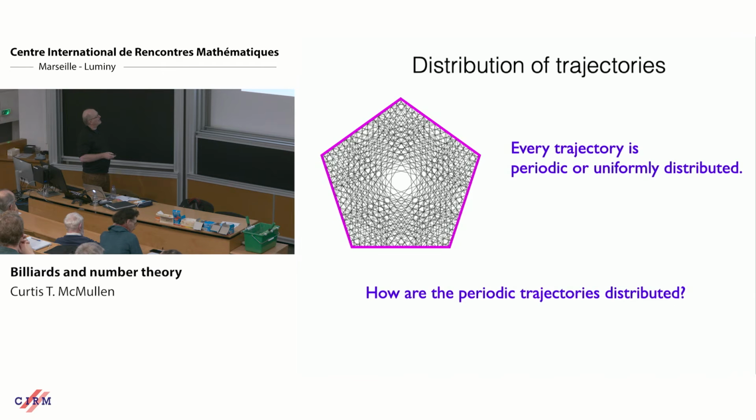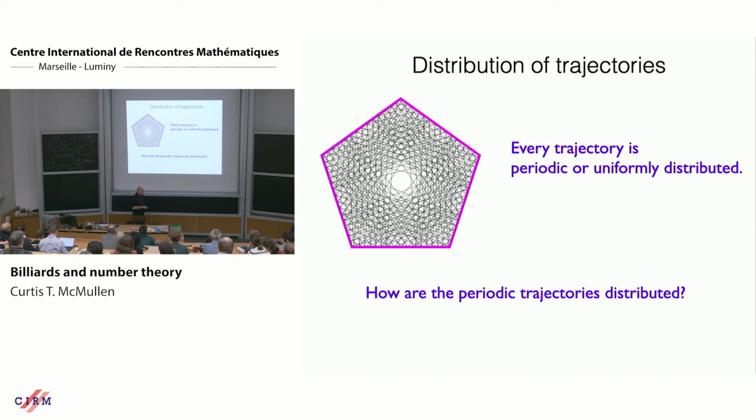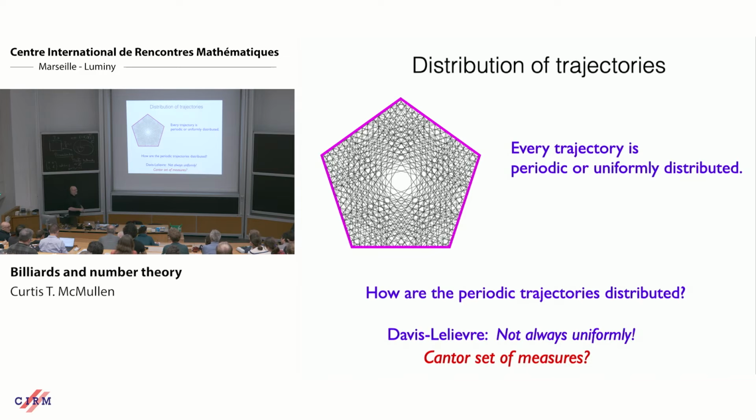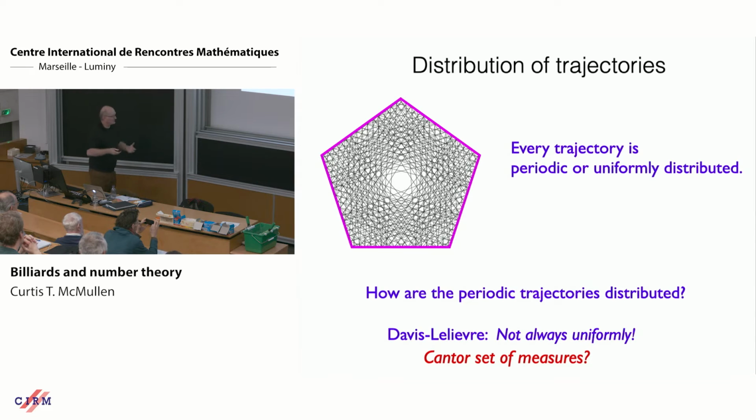Don't guess yet, because there's this beautiful example that was found by Davis and Lelièvre of longer and longer trajectories that leave a hole in the middle of the Pentagon. So although a typical trajectory is uniformly distributed, long periodic trajectories are not uniformly distributed. They can accumulate on some other measure on the Pentagon. Davis and Lelièvre observed this phenomenon, and they asked, what kind of measures can you get from long periodic trajectories? For example, is there a Cantor set of measures that arise? And they found a tree-like structure to this space of periodic trajectories. So it was natural to think of the ends of this tree.